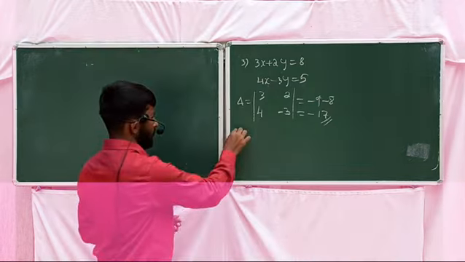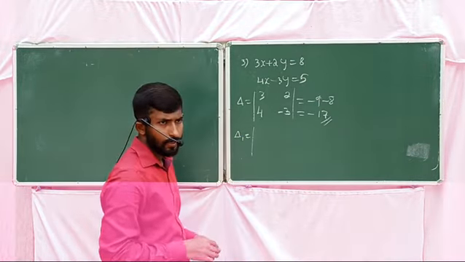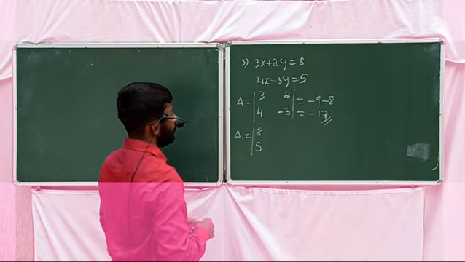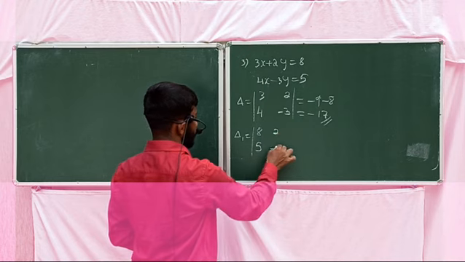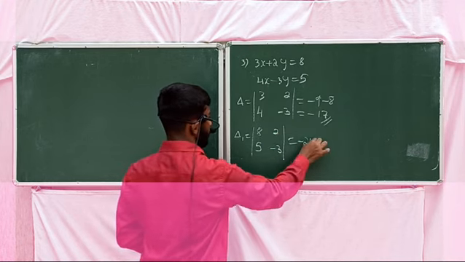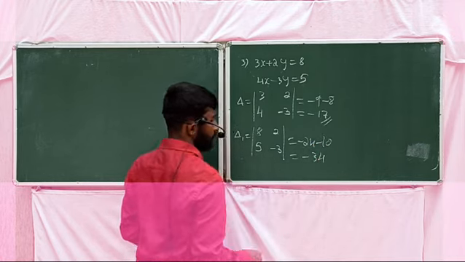And then delta 1, it is obtained by replacing coefficient of x by constant terms. What's the constant term? 8 to 5. Okay. Then you need to write the coefficient of y same. It's equal to, calculate minus 24 minus 10. Its value is equal to minus 34.